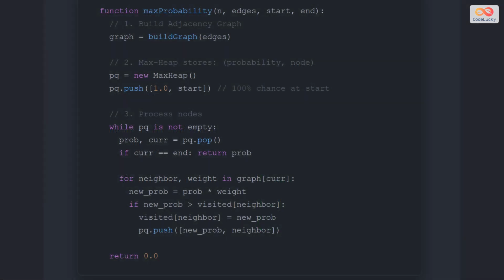Here is the logic in pseudocode. First, we build our graph. Then we initialize a priority queue with our starting node and a probability of 1. While the queue isn't empty, we take the best node, check if it is our target, and if not, explore its neighbors. We calculate the new probability by multiplying, and if it's better than what we have seen before, we update it.